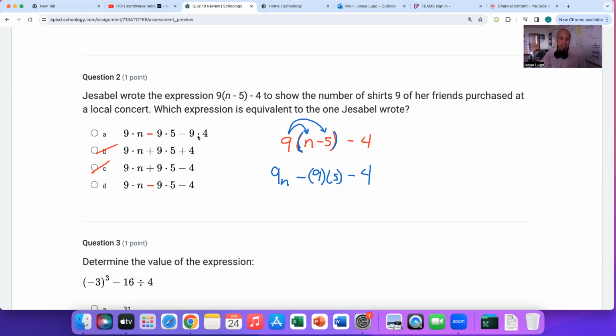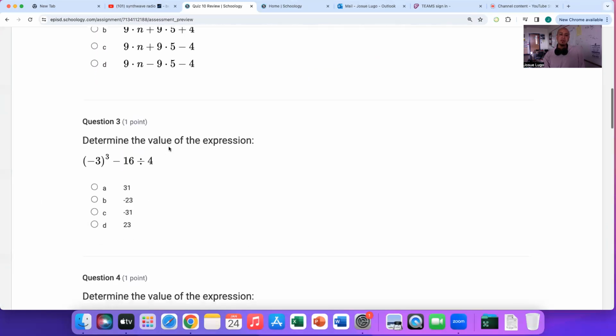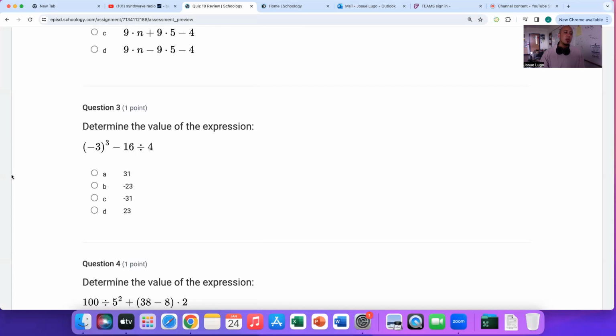Here it says minus 9 times 4. That is incorrect. It should just be minus 4. So notice how the difference seems subtle, but it is clear, guys, that we just have 9n minus 9 times 5 minus 4. All right, moving on to the next one, ladies and gentlemen. I know I'm going quickly, and if I'm going too fast, I recommend you pause the video, rewind it, and watch it again.